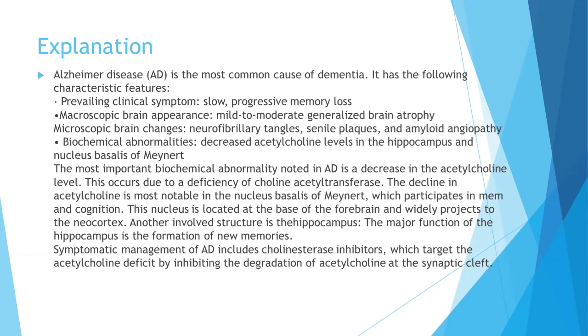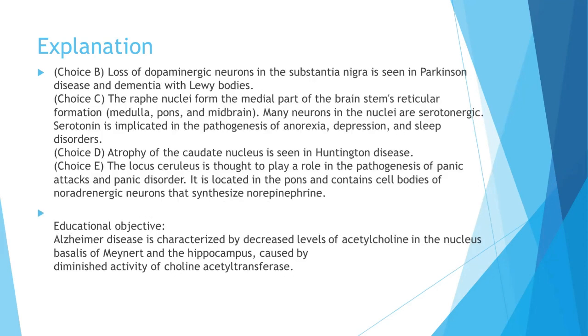Symptomatic management of AD includes cholinesterase inhibitors, which target the acetylcholine deficit by inhibiting the degradation of acetylcholine in the synaptic cleft. Loss of dopaminergic neurons is seen in Parkinson's disease and dementia with Lewy bodies. The raphe nuclei form the medial part of the brainstem reticular formation. Many neurons in the nuclei are serotonergic, and serotonin is implicated in the pathogenesis of anorexia, depression, and sleep disorders, not in Alzheimer's. Atrophy of the caudate nucleus is seen in Huntington disease, and the locus coeruleus is thought to play a role in the pathogenesis of panic attacks and panic disorder.